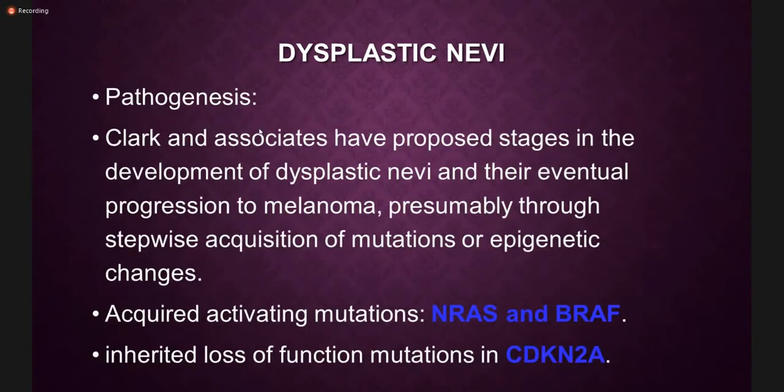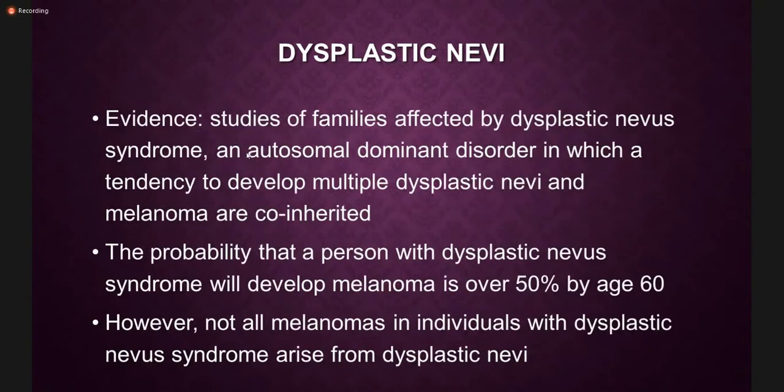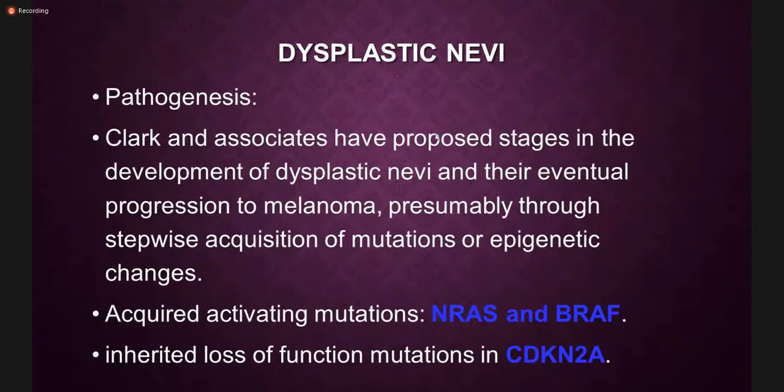Now, regarding the pathogenesis of the dysplastic nevi, Clark and his colleagues proposed stages in the development of dysplastic nevi and their eventual progression to melanoma, presumably through stepwise acquisition of mutations or epigenetic changes in the melanocytes. There are acquired mutations in NRAS and BRAF pathways, and there are inherited loss of function mutations in CDKN2A.